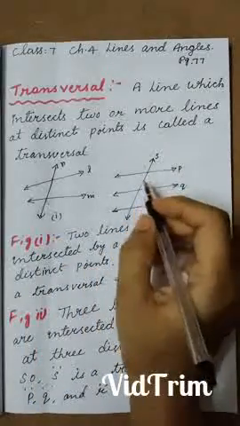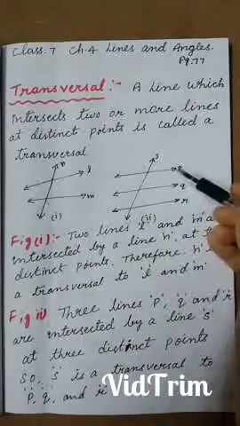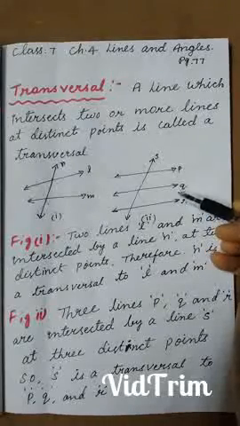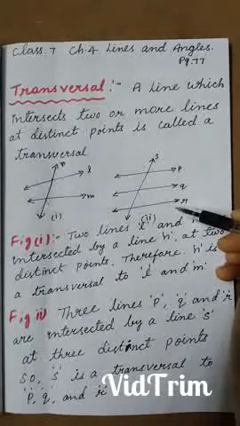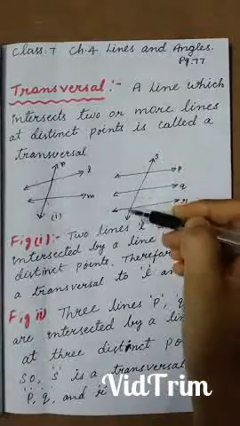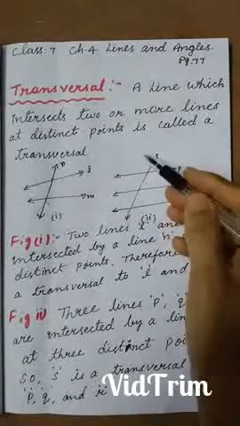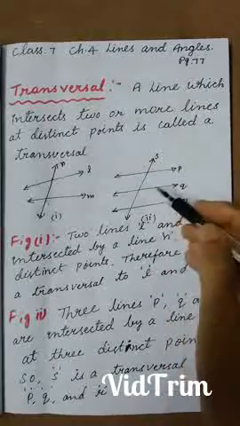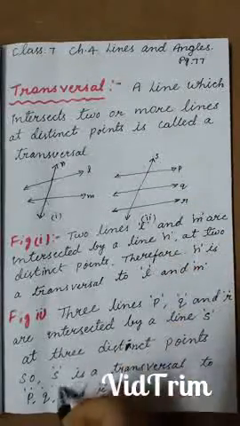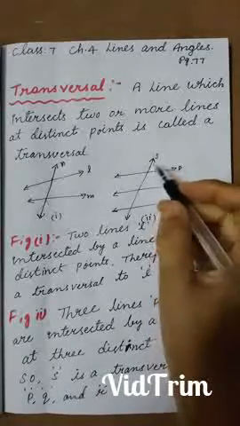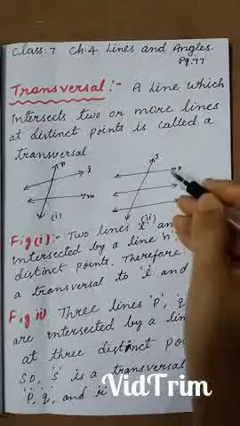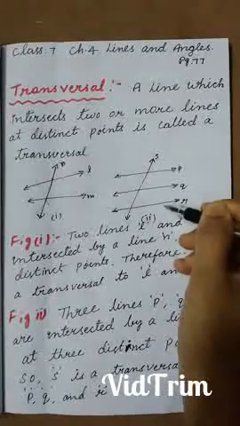What is in figure 2? Three lines are there. Are you observing here? P, Q, R, three lines are intersected by a line S at three distinct points. Which are those distinct points? Here and here and here. So S is a transversal to P, Q and R. This is the transversal.